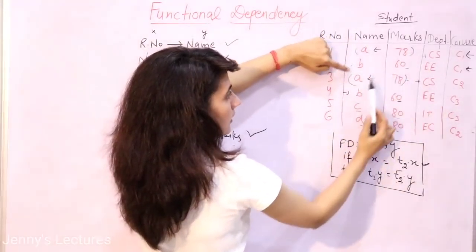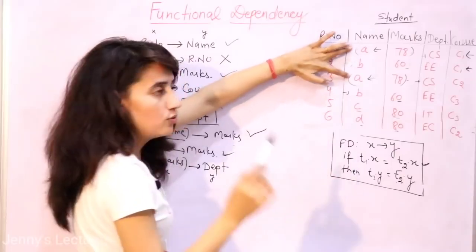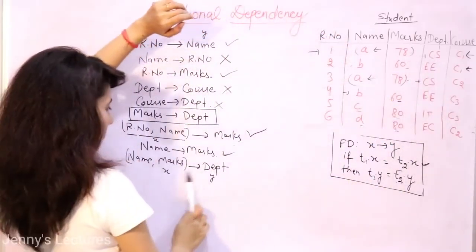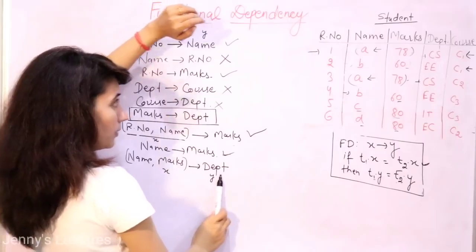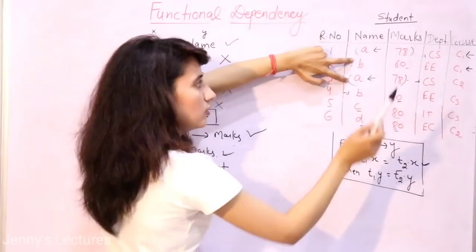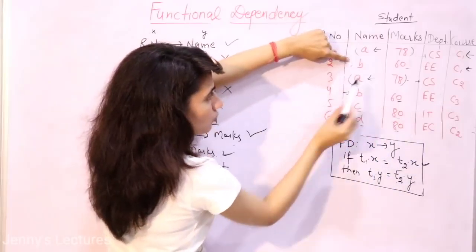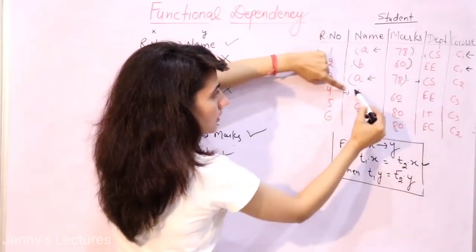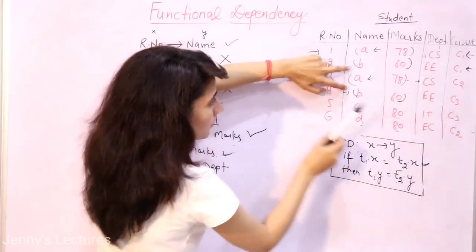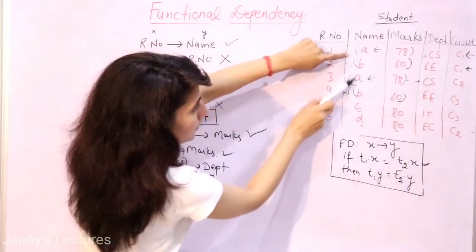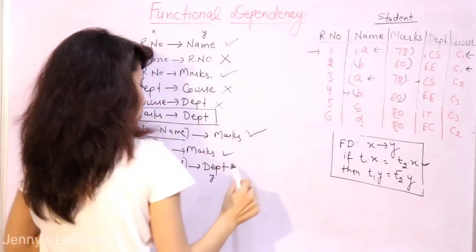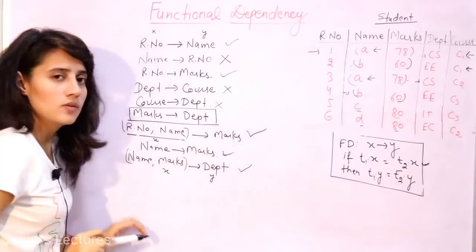Now here I am taking this tuple and this tuple. See, A78, the value is the same, X value is the same. Now check the value of Y. I want to determine department. Department is CS, for this also it is CS, no problem. Now this and this combination is also the same, B60. Department EEE, no problem. We don't have any other repeating combination of name and marks, right? So this is also a functional dependency in this table.